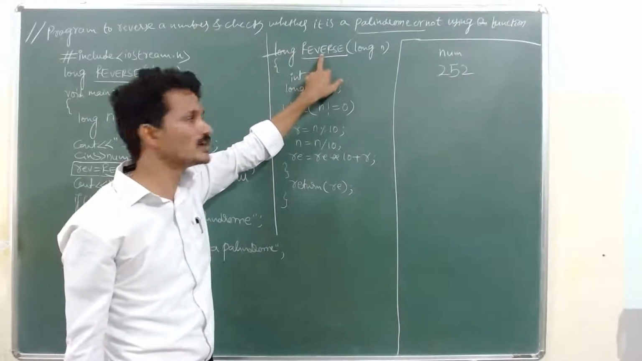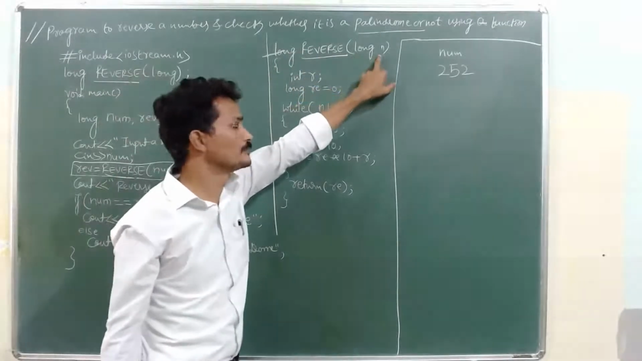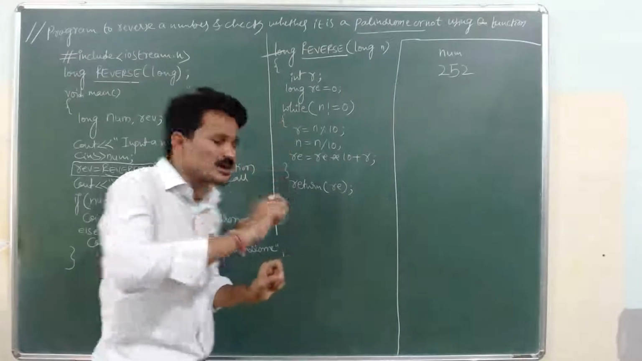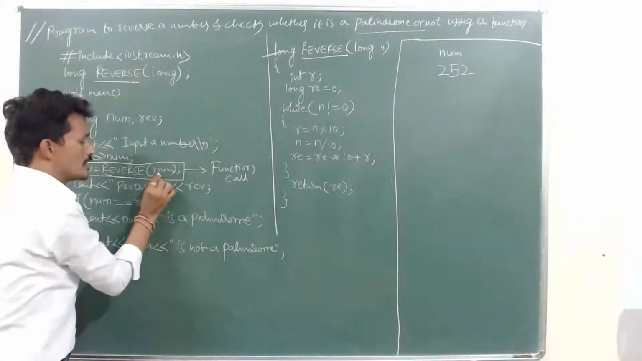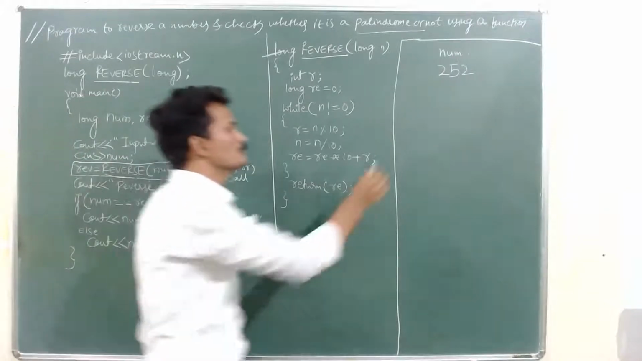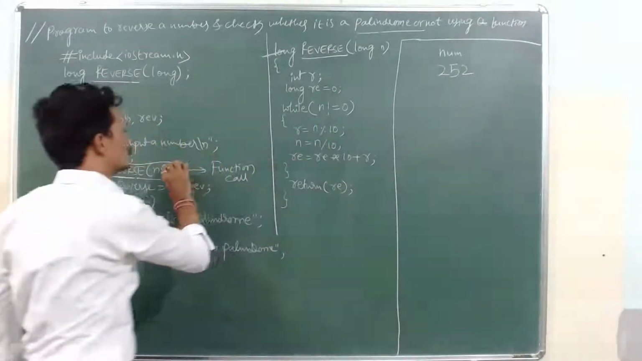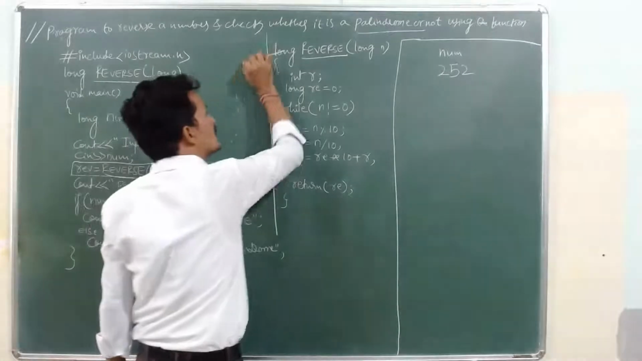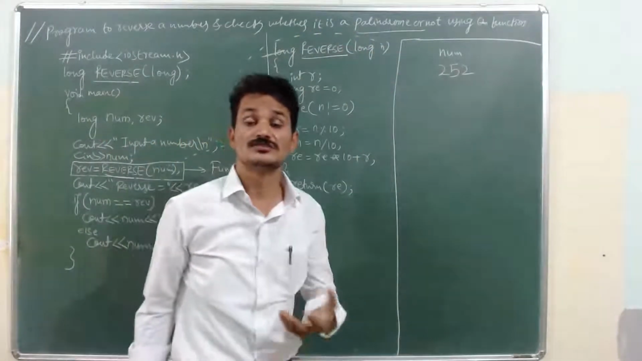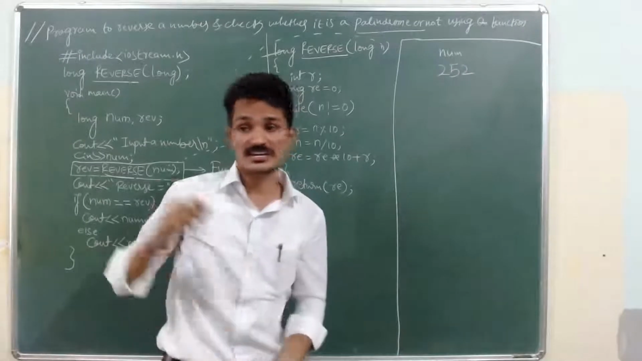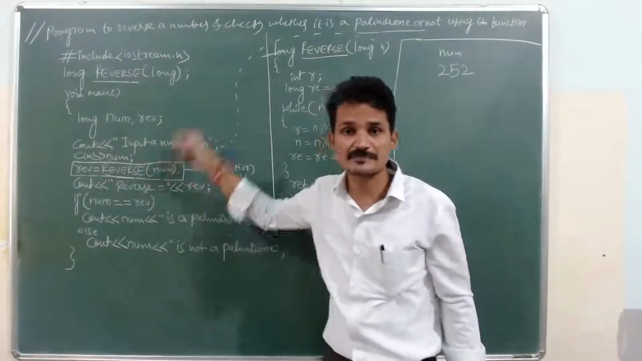Fine. Long is the return type specifier. Reverse is the name of the function. Long n. What value has been passed from this calling function to the called function? Num. What exactly is the value stored in num? 252. 252 has been passed to this function. Okay. Now, what is the value of n now? That is 252. See here, one argument has been passed.